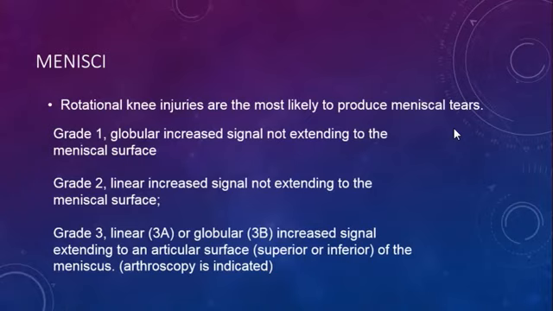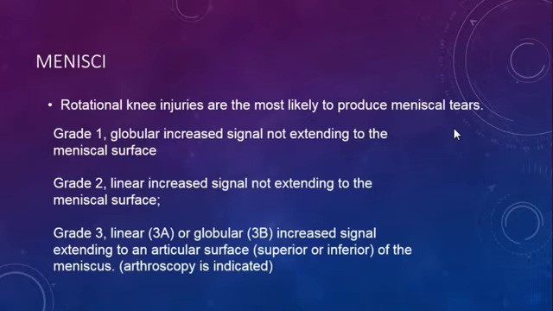The tears of the menisci are classified into three grades: grade 1, 2, and 3. The grade 1 is a globular increase in the signal, which is not extending to any meniscal surface. Grade 2 is a linear increase in the signal, also not extending to a meniscal surface. Grade 3 is the important one, that is a tear extending to an articular surface. Please be sure to understand that it should be extending to an articular surface. It's either linear, which is called 3A, or globular, 3B.